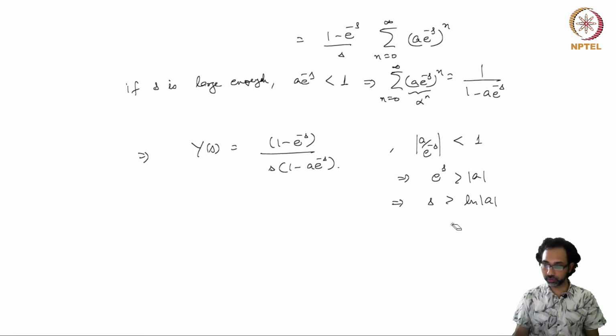So for this range of s, this Laplace transform is valid, and we get this as our Laplace transform for the function a raised to the power the greatest integer function of t. Now I am going to use this to solve linear recurrence relations.